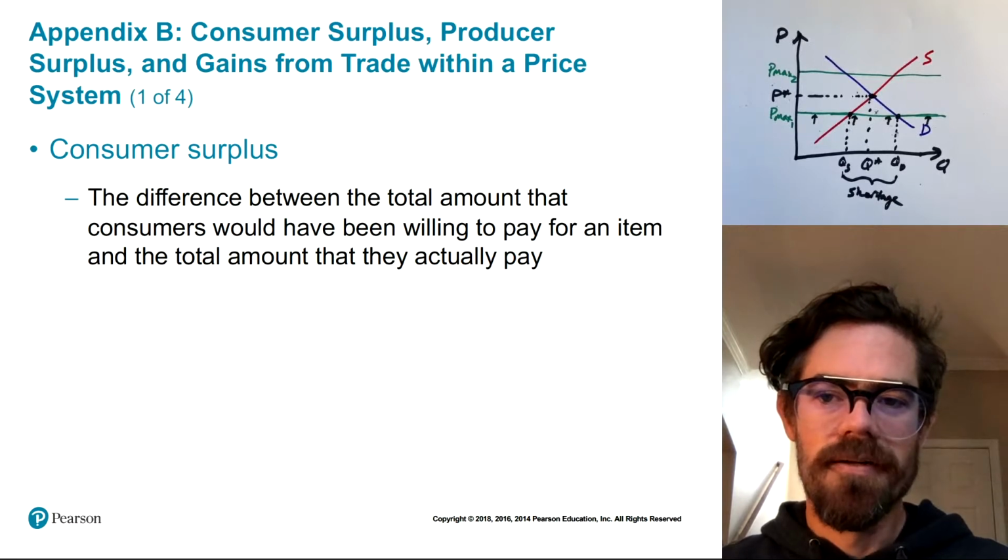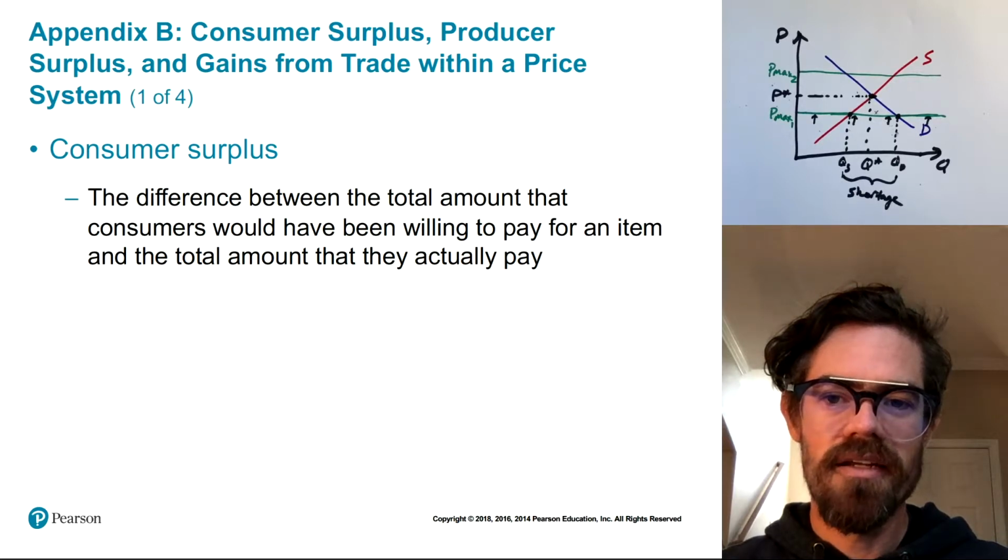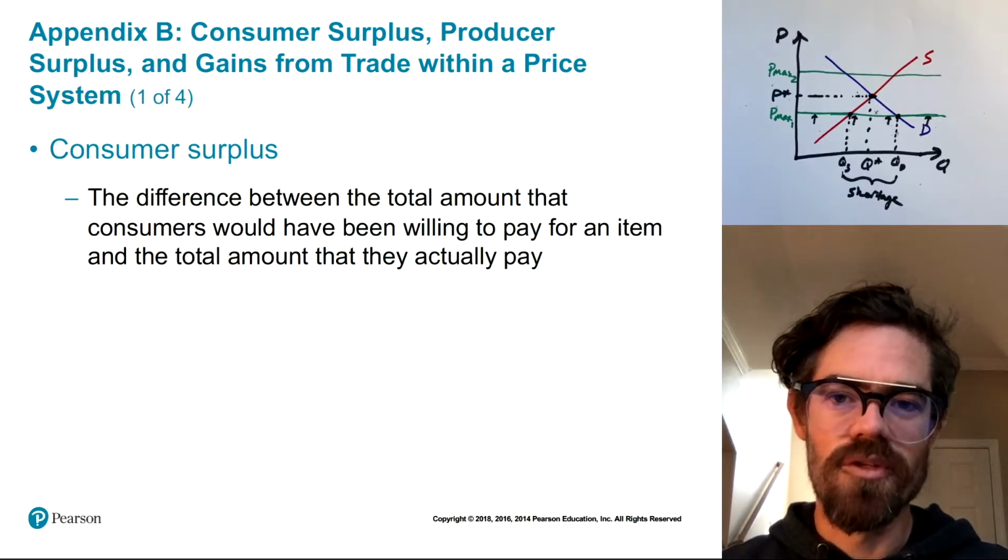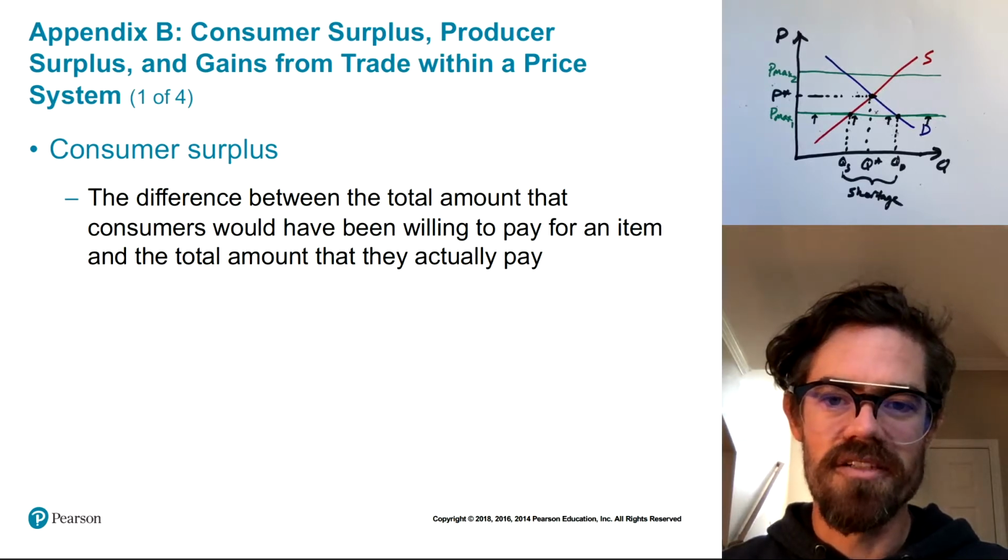We've already talked about something called surplus, where quantity supplied is greater than quantity demanded. We have to be careful because that is completely different from these concepts of consumer and producer surplus, which are basically the gains to consumers and producers, respectively. Okay, so be careful about that. They are not the same thing.